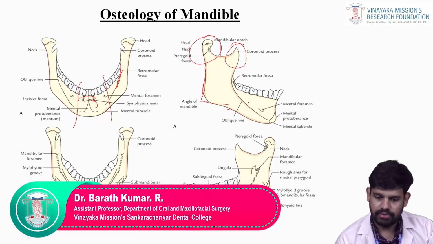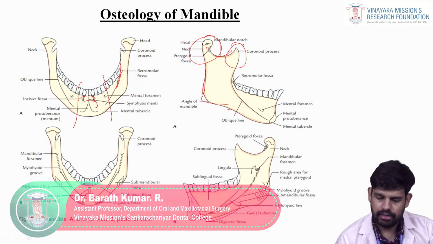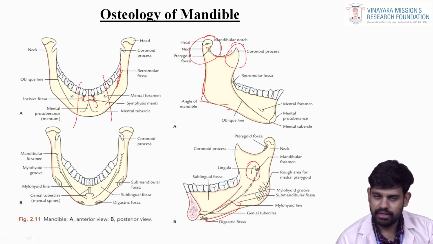And it has the mental tubercle, and it has a sigmoid notch, and on the medial side it has a lingula. Lingula is very important in orthognathic surgery because just above the lingula is the mandibular foramen. Through the mandibular foramen only the mandibular nerve enters and becomes the inferior alveolar nerve. And before entering into the mandibular foramen, the mandibular nerve gives a branch, the lingual nerve, which supplies the tongue, and here is the mylohyoid ridge where the mylohyoid muscle is attached.